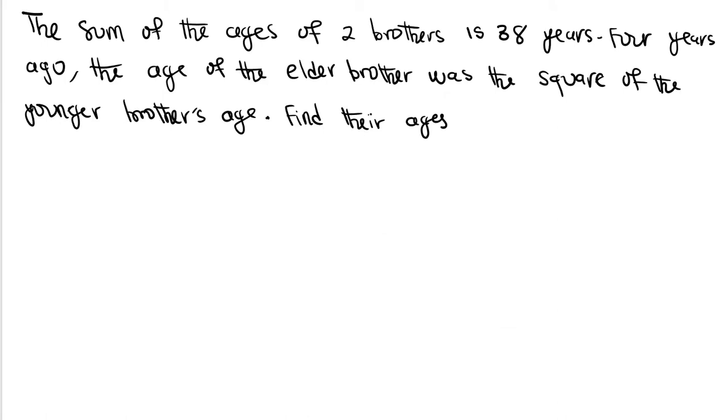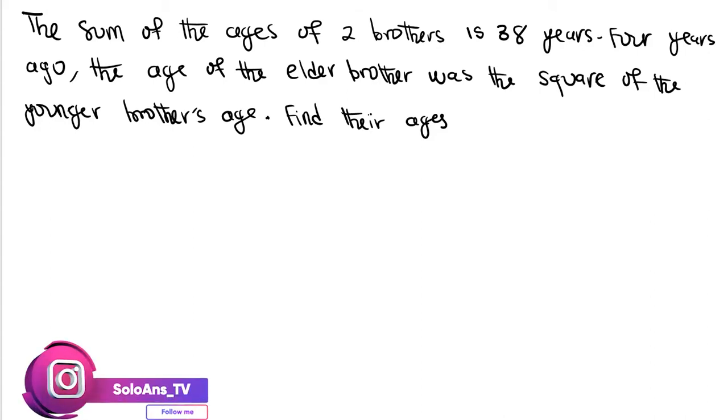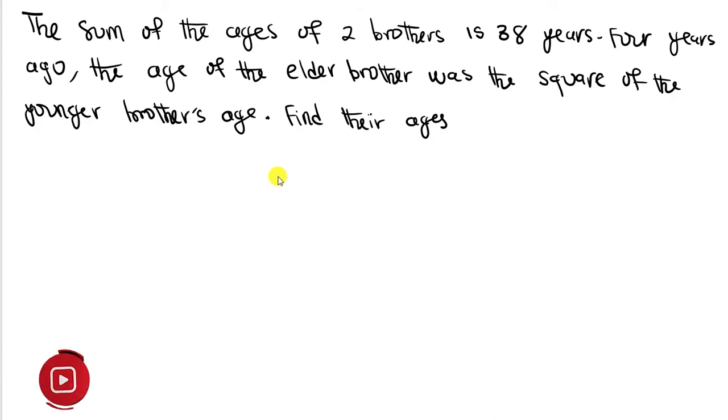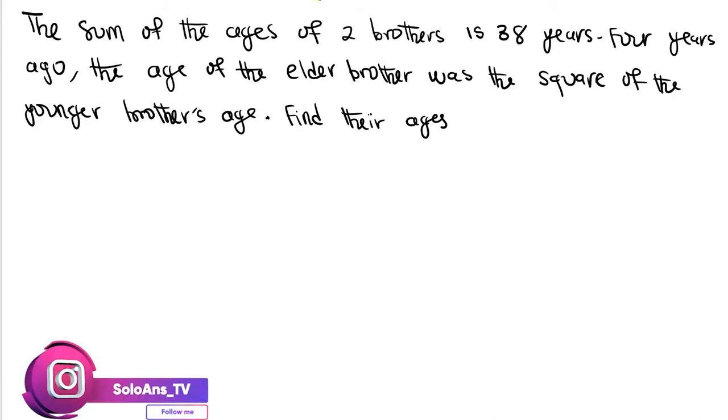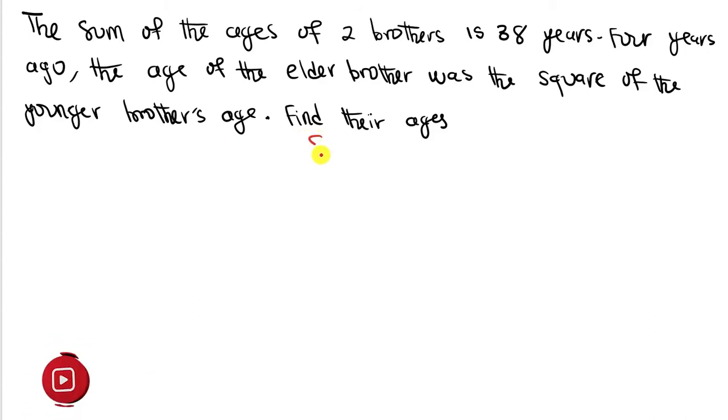Now the question is, the sum of the ages of two brothers is 38 years. 4 years ago, the age of the elder brother was the square of the younger brother's age. Find their ages. So this is the question. The question is asking us to find their ages. It means we are to find their present ages. Now, for such questions, you have to first do some representations.